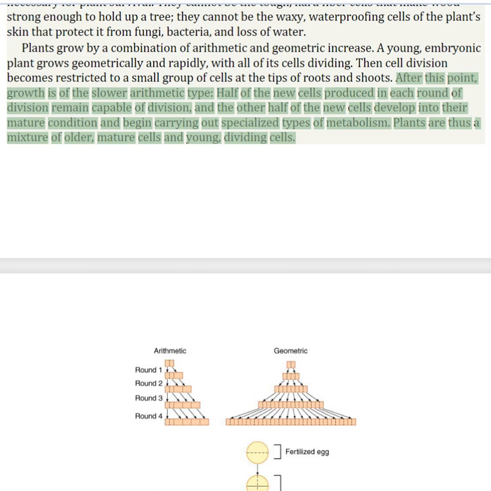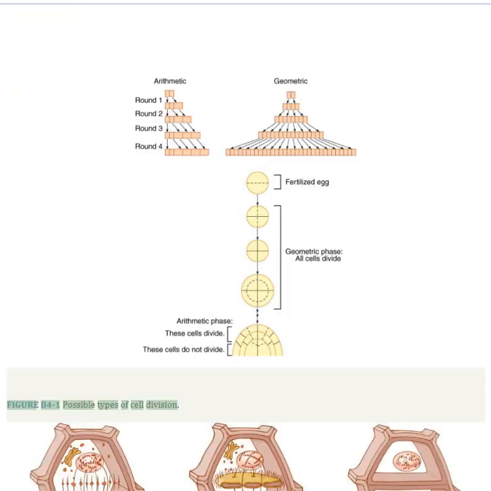Half of the new cells produced in each round of division remain capable of division, and the other half of the new cells develop into their mature condition and begin carrying out specialized types of metabolism. Plants are thus a mixture of older, mature cells and young, dividing cells. Figure B4.1: possible types of cell division.